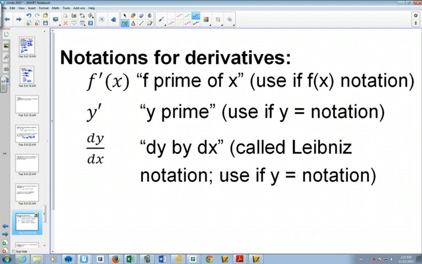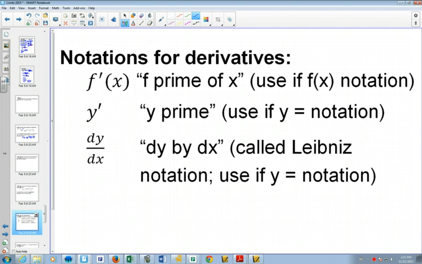Here are a bunch of notations. f prime of x. Sometimes they just use y instead of f of x. Then you would just say y prime. Sometimes you don't have the x and you just say f prime. And then dy by dx, Leibniz notation. And we generally use this if we started off with y equals.